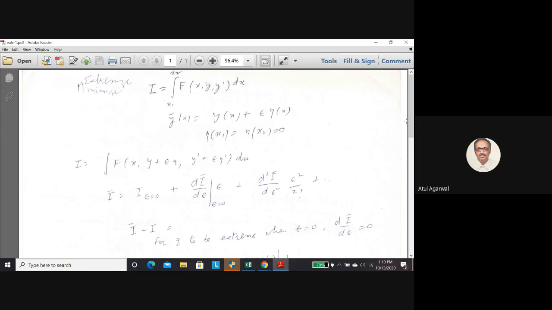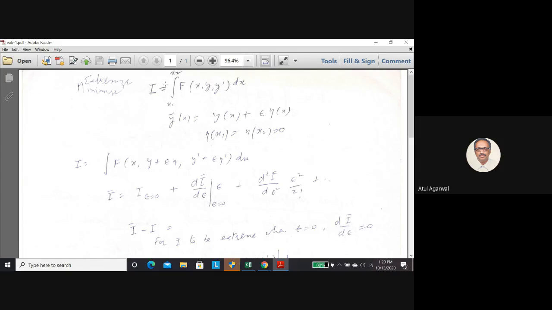And what is your action principle? You have defined some integral which will be extremized or minimized by the actual trajectory. So here I have defined some functional which is a function of x, y, and derivative of y with x. You integrate it from x1 to x2. You have to extremize this I. You have to have a maximum or minimum value of I. You have to find that condition for which this value of I will be minimum.